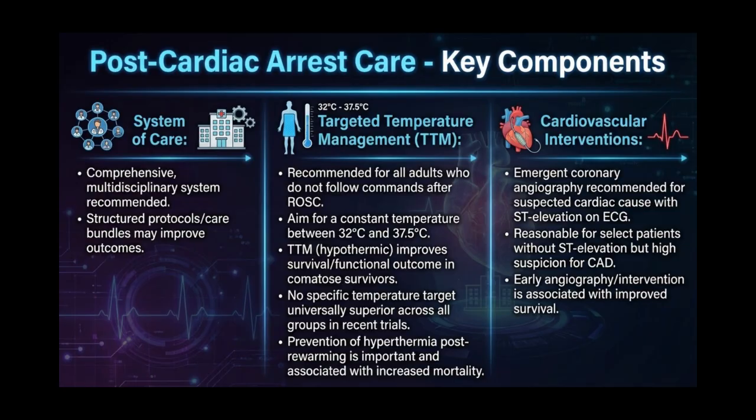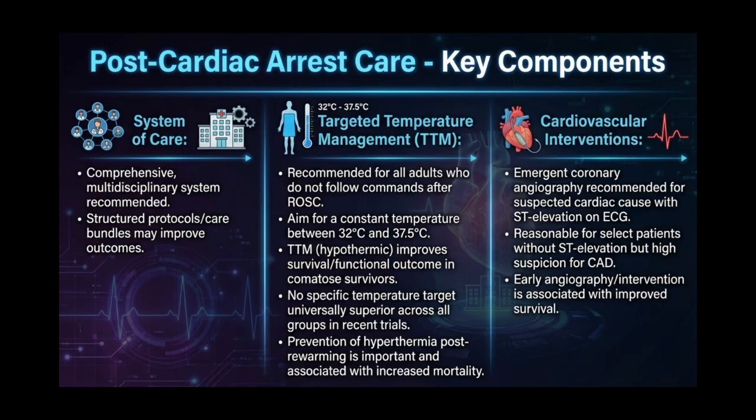Hypothermic targeted temperature management has demonstrated efficacy in improving both survival rates and functional outcomes among comatose survivors of cardiac arrest. It is recommended that all adults who do not respond to commands after the return of spontaneous circulation receive a treatment strategy that includes a deliberate plan for temperature control, irrespective of where the arrest occurred or the initial heart rhythm presented. Maintaining a stable body temperature between 32 degrees Celsius and 37.5 degrees Celsius is advised during the post-arrest temperature management period. However, there is currently insufficient evidence to endorse a specific therapeutic temperature for various subgroups of patients.